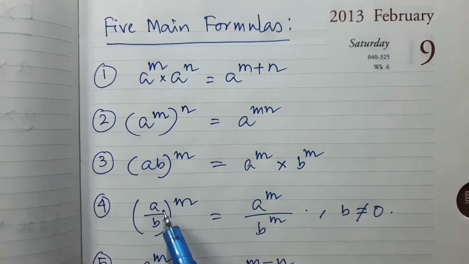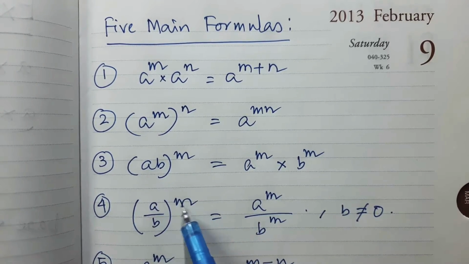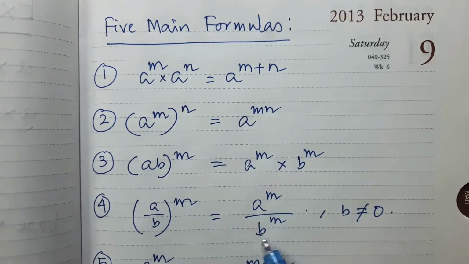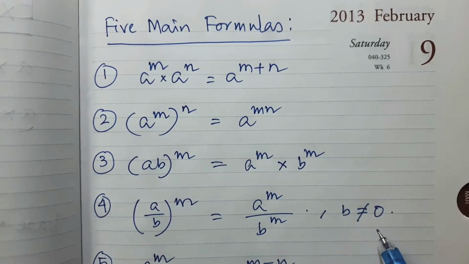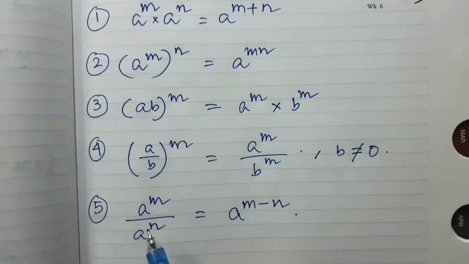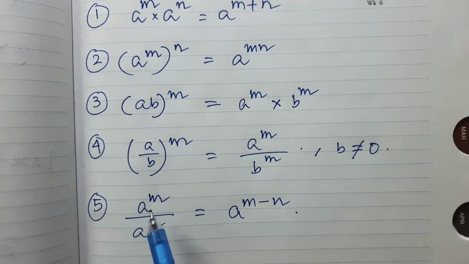Here again two bases are there and there is a division between them, that is a by b, and a common exponent m is there. So again we will distribute the exponent among these bases and we will just divide them. So here b must not be equal to 0. And this is the last formula, formula number 5.